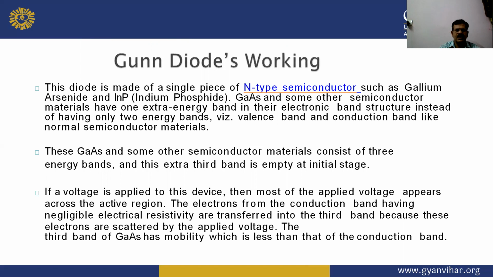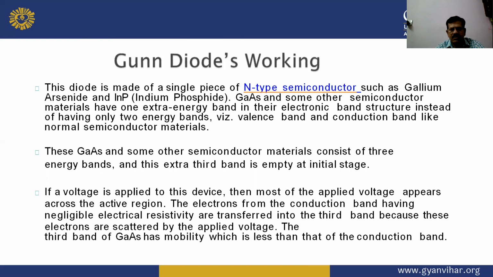What is the working principle of the Gunn diode? This diode is made of a single piece of N-type semiconductor such as gallium arsenide and InP, indium phosphide.